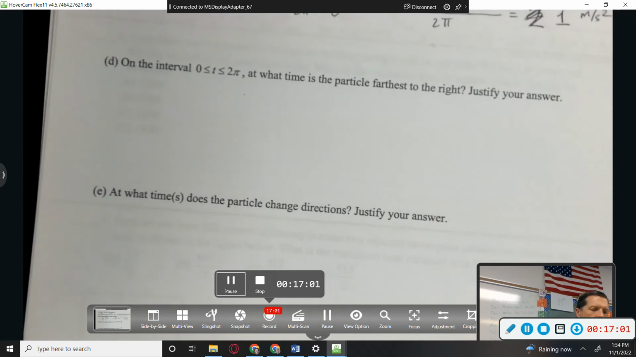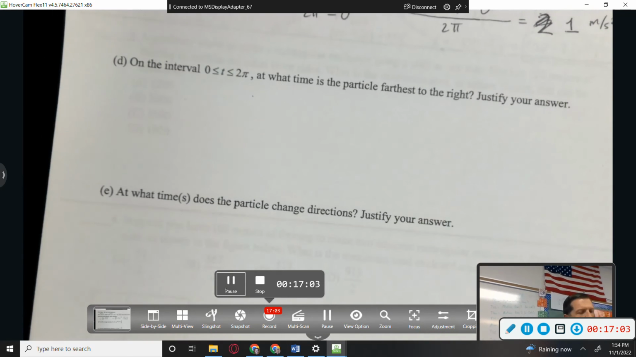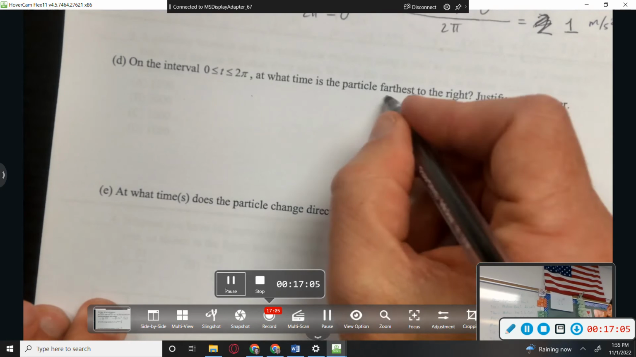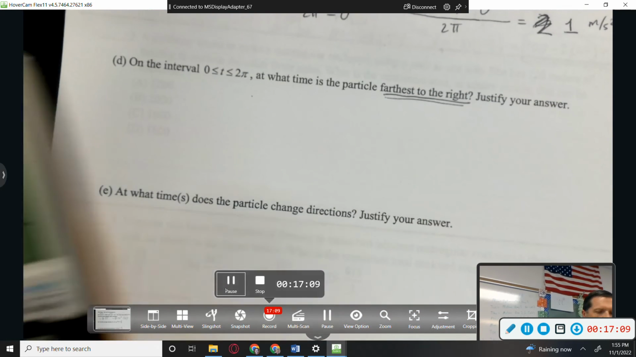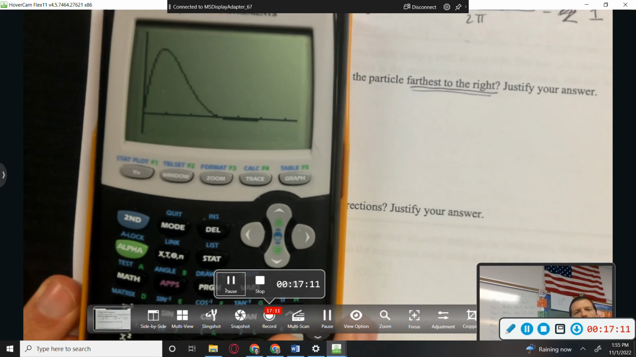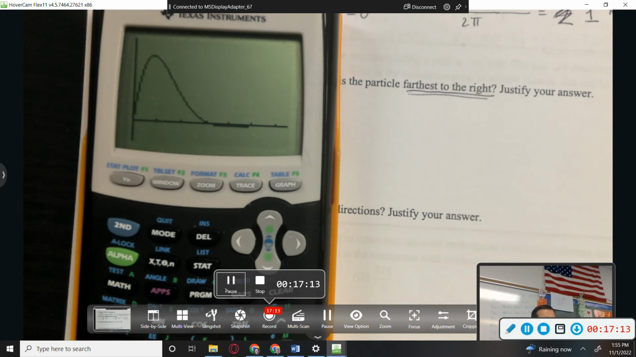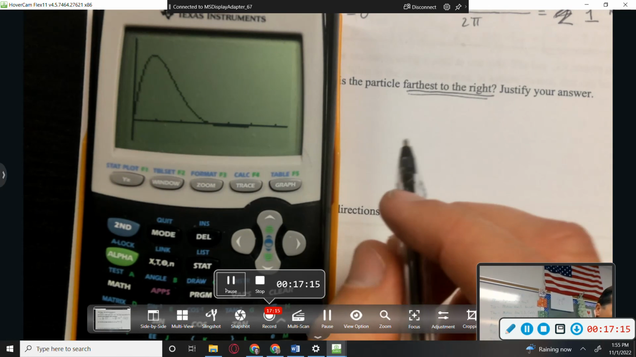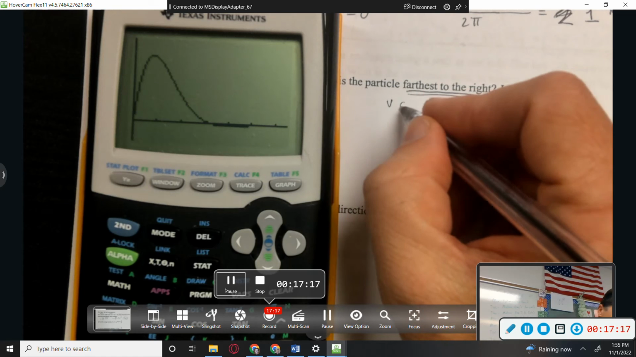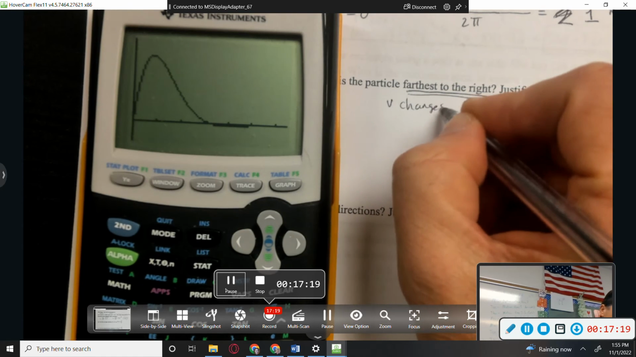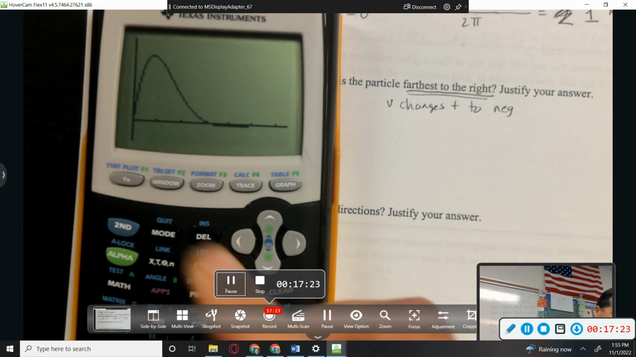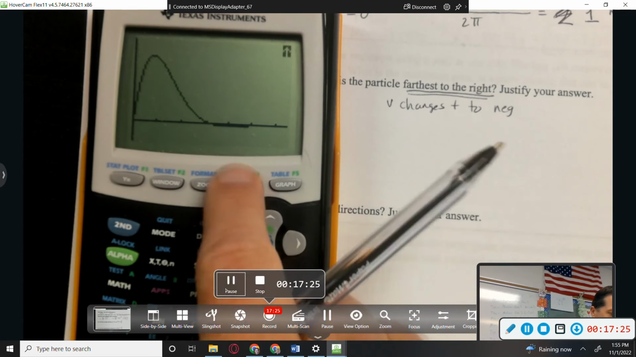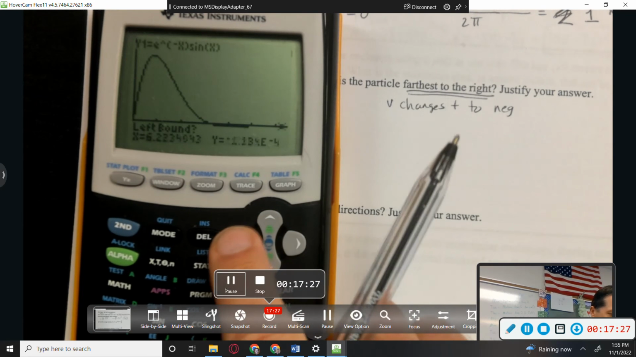All right, part D. When is the particle farthest to the right? Oh, this is what the warm-up was. So looking at that, what am I looking for on the graph to know that the particle is farthest to the right? Good. V changes positive to negative. Right there. I don't know where there is. Second calc, 0.